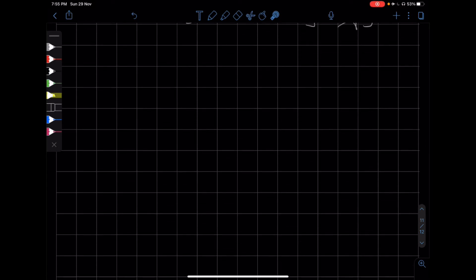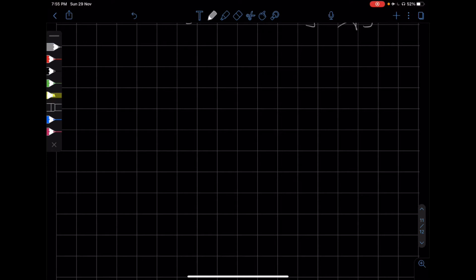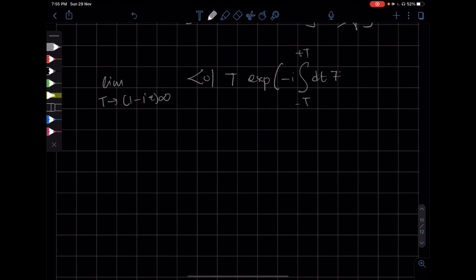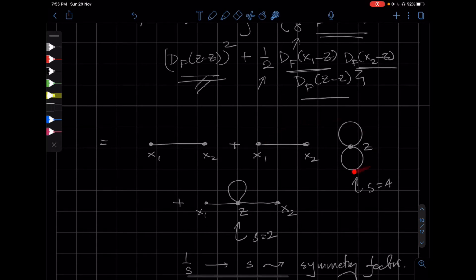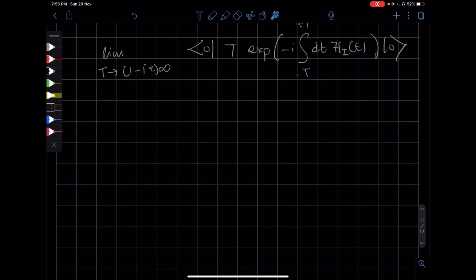So below, we will also show how to deal with the denominator, which, let me remind you, is the limit where t goes to infinity times (1 minus i epsilon), of the time-ordered exponential of minus i integral from minus t to plus t dt H_I of t. And what we will see is that when we consider the diagrams coming from this denominator, they will cancel terms in the numerator where we have disconnected diagrams like this. Okay, we haven't proved this, but we'll show it soon enough.